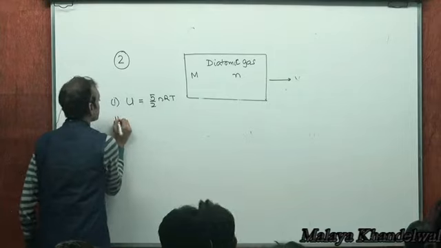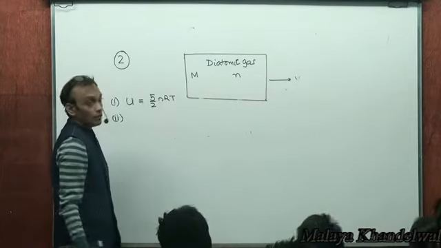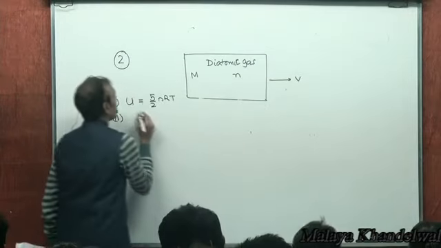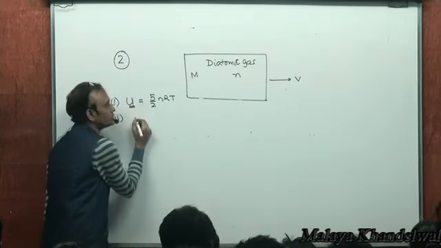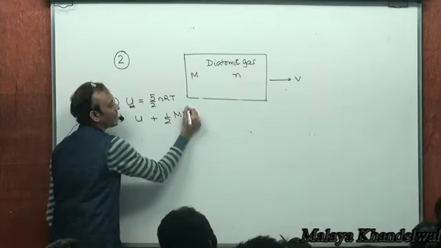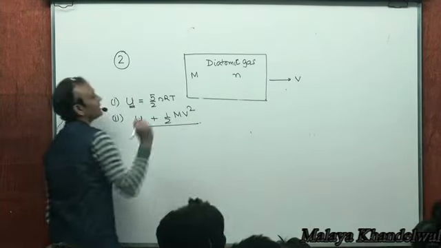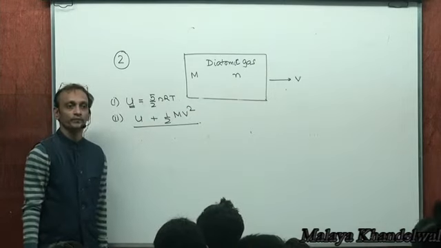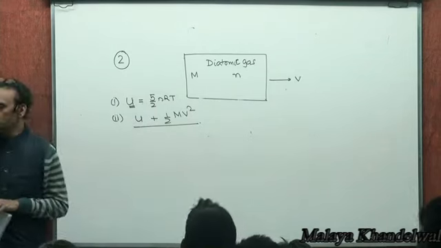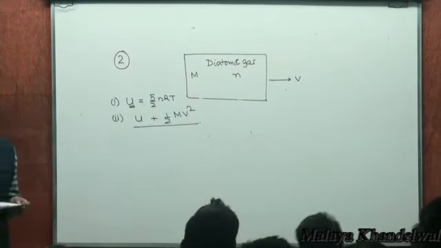Now second, the total energy when this moves with a velocity v, then in addition to this internal energy U, it will also have total kinetic energy half m v squared. That's the kinetic energy in the ground frame. That will be the second part of the problem. Do you all understand this? Okay.